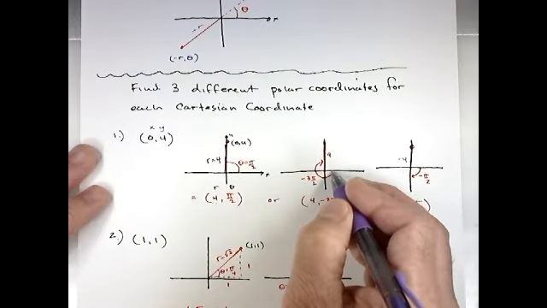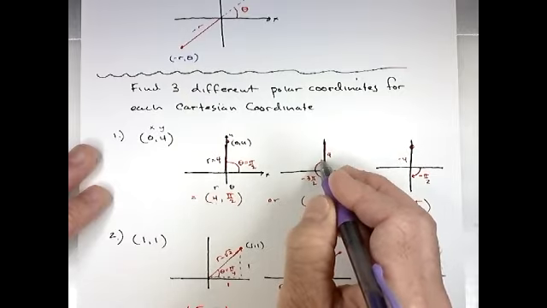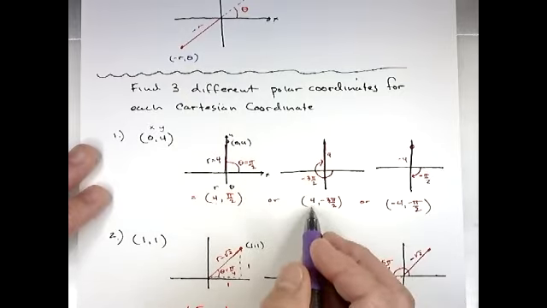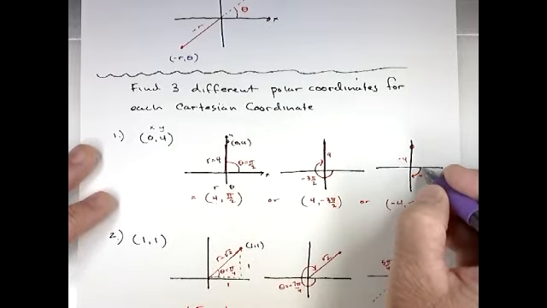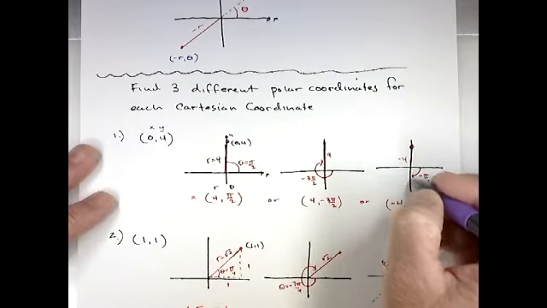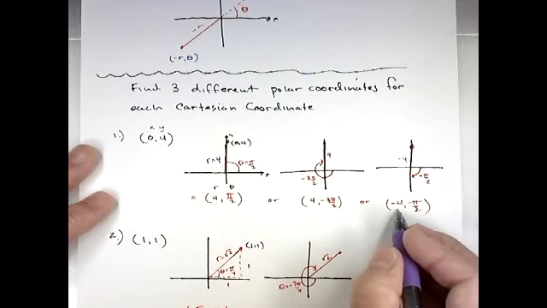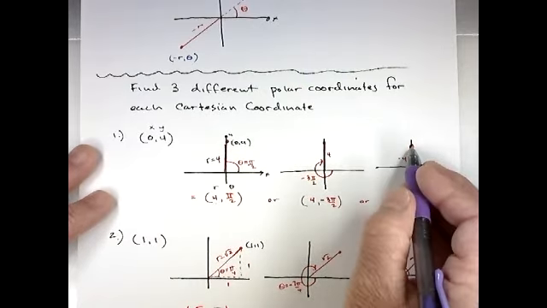Alternatively, you could get to this angle if you rotate in a negative way by 3 pi over 2 and then walk out 4 units. So 4, negative 3 pi over 2 also works. And then another way: what if I rotate negative pi over 2 so I'm facing the negative y-axis? If you walk backwards 4 units, meaning you make your r value negative 4, that would also take you to the same point.